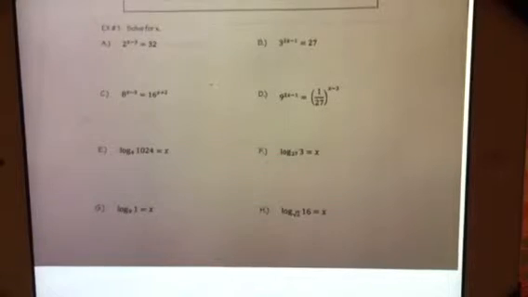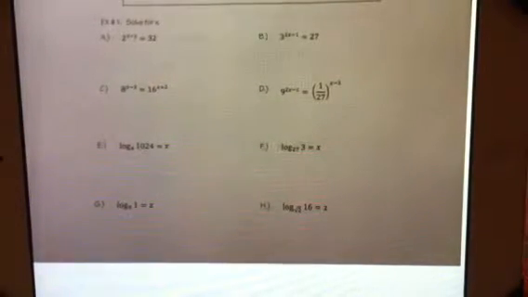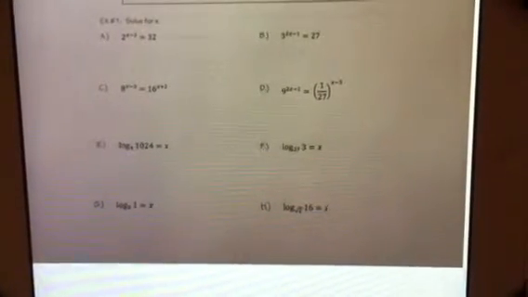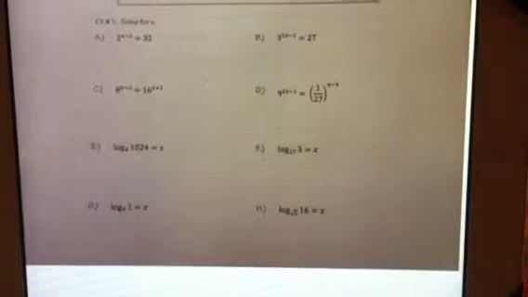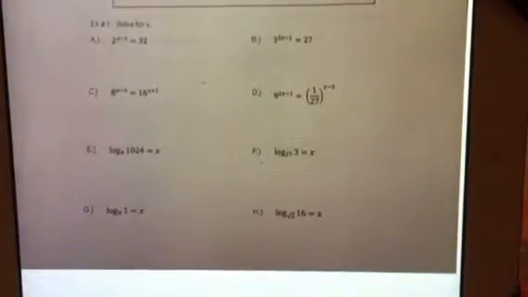For this first set of examples, I will do A, C, E, and G, and I will give you the solutions for B, D, F, and H. However, you will need to figure out how to solve those. So for this, there's no calculus involved yet. This is just solving for x.